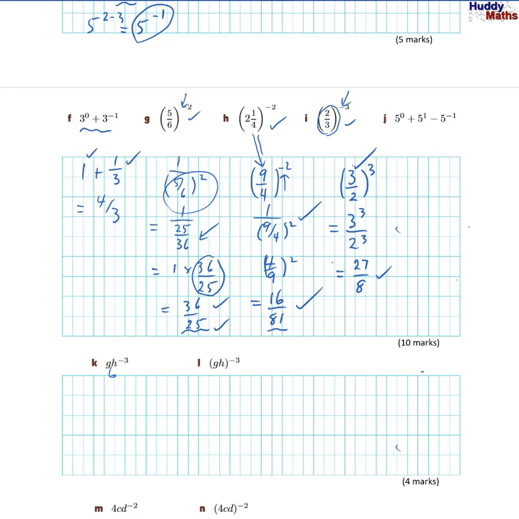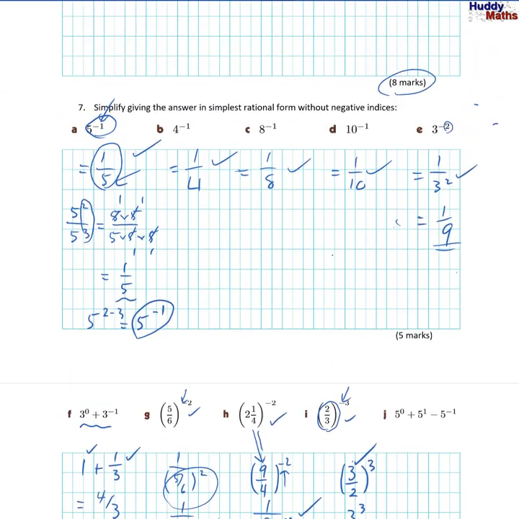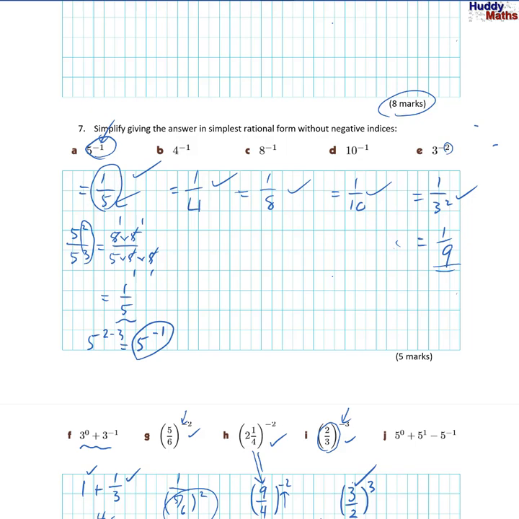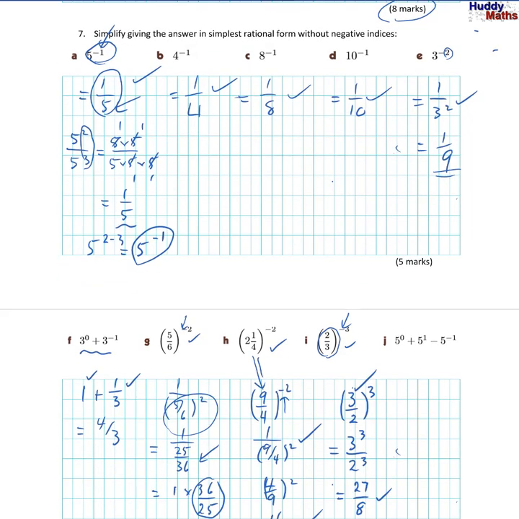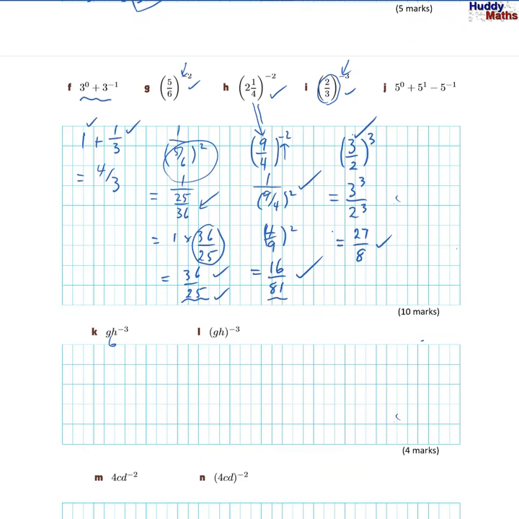I've forgotten. Let's just go back up to the question and see what the question said. In simplest rational form. Simplest rational form means we do want these answers here to be worked out. So it's the simplest rational form, simplest fraction form, so multiply it out. So you really do need to do that step.